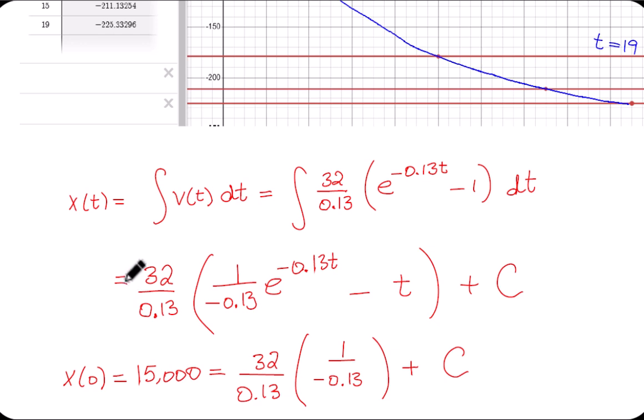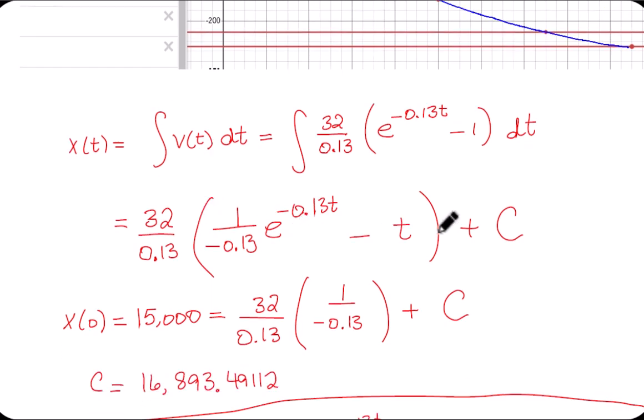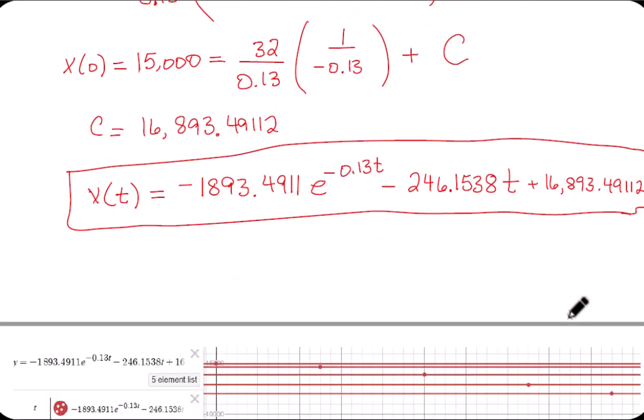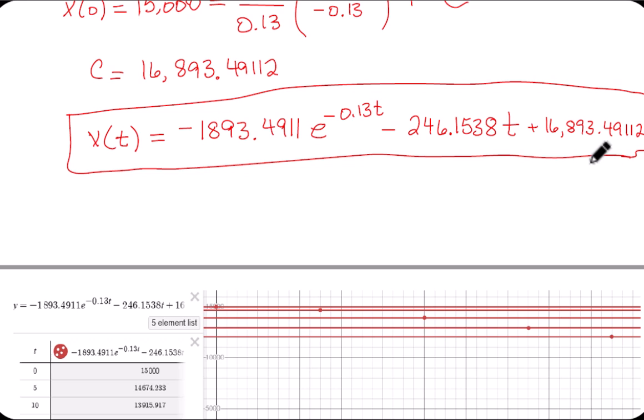All right, x of t at that point, I can integrate the velocity. All right, so we're doing all that. So at time 0, we know we were at 15,000 feet, and so I get that c is 16,893.49112. So there's my expression for x of t. And so again, I plotted that. Why do I plot that? Well, because I'm going to need to know what is the height I'm at after 19 seconds.